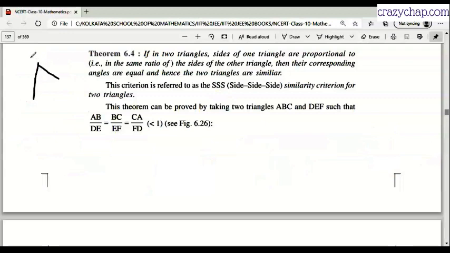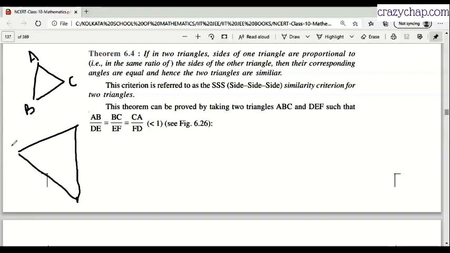Small triangle ABC and bigger triangle PQR. AB is 5, QR is 15, BC is 3, PQ is 9, AC is 4, PR is 12, let's say.